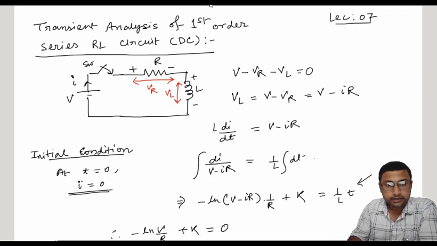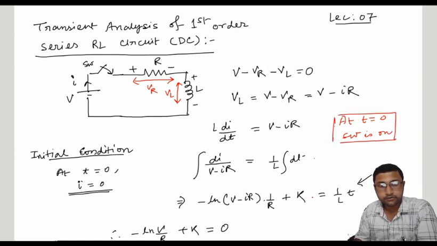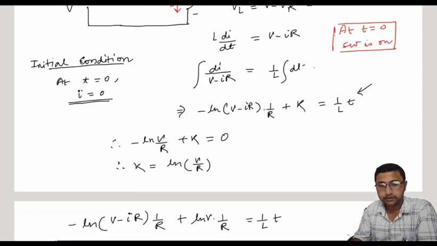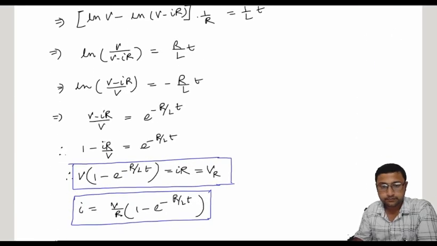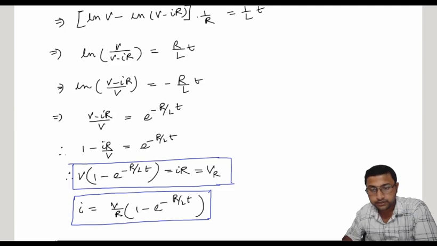So at t equal to 0, the switch is on, then the transient analysis of the circuit will be in the following manner. We have already got the equation of the voltage across the resistance and the current.